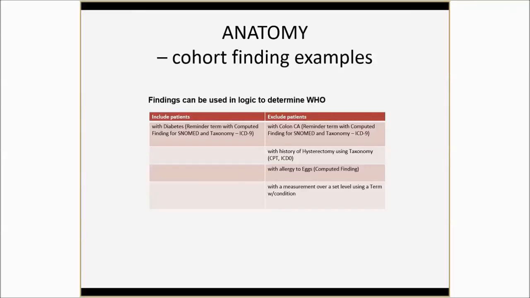Findings can be in the logic to determine who. Like for diabetes, you have patients with diabetes, and you're going to use a computer finding in order to find those codes for diabetes. With colon cancer, and then a history of hysterectomy, it uses another taxonomy. With allergies to eggs, you can use another computer finding. And with the measurement over a set level, using a term with a condition.